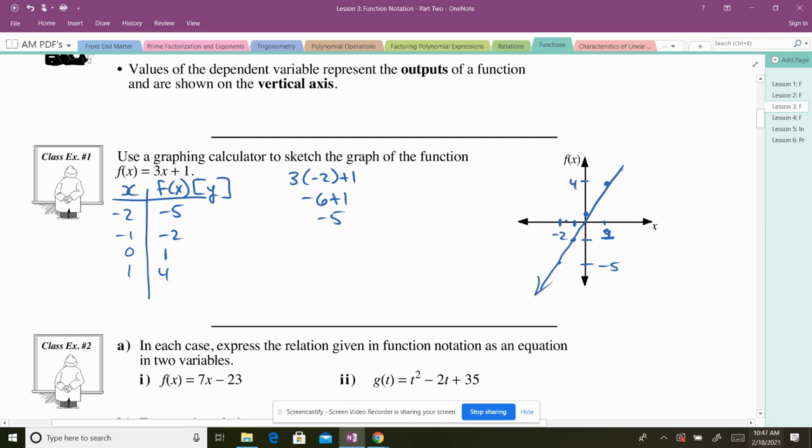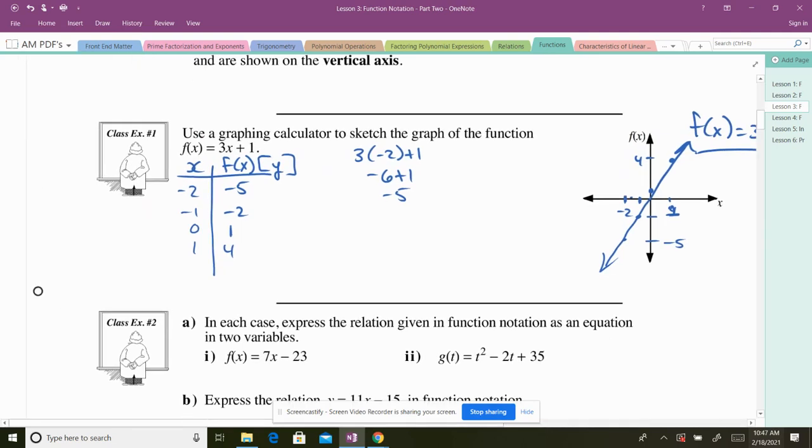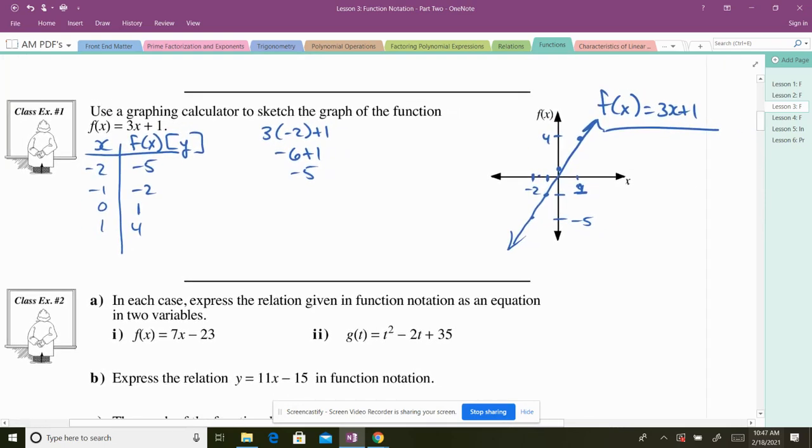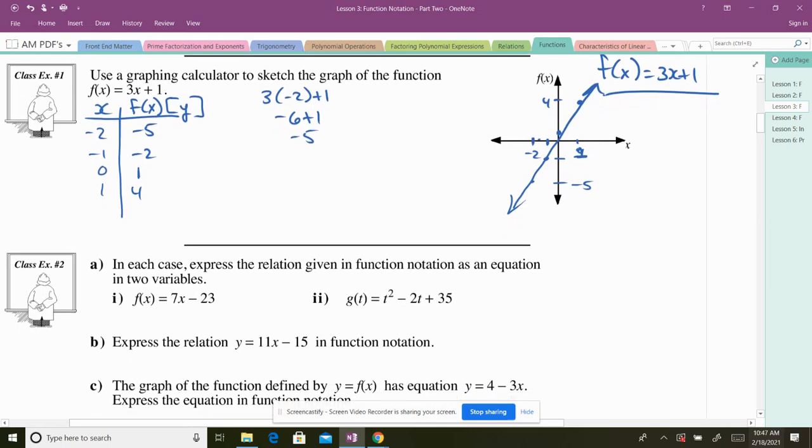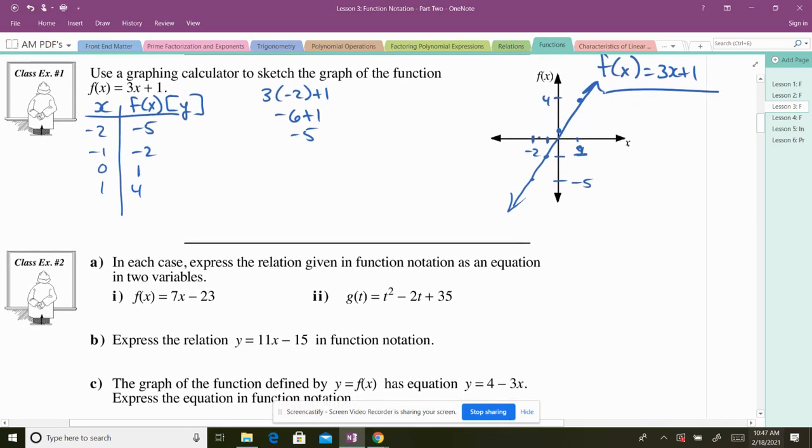Basically, it's going to be a straight line. That is the graph of f of x is equal to 3x plus 1. It's the exact same stuff we've been doing. Instead of writing y equals, we're now writing f of x. Okay. And remember, f of x is your y values. All right. Can I flip the page?